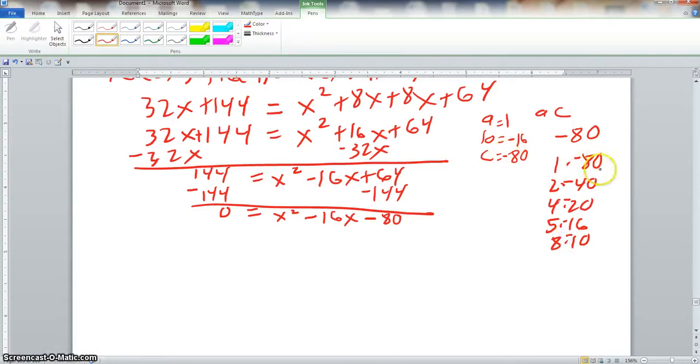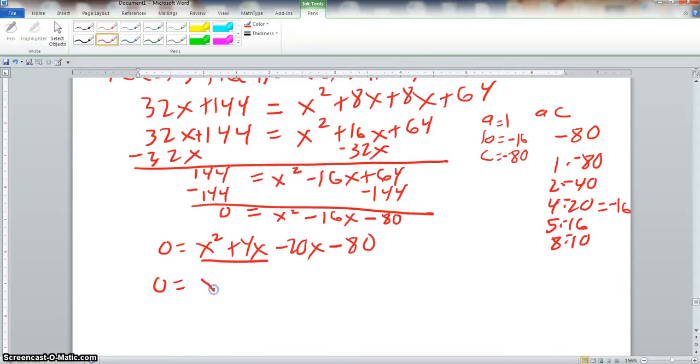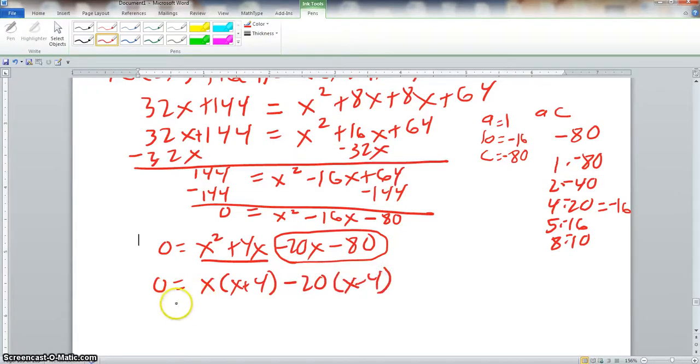So now when we add these numbers up, whichever pair gives us negative 16 is the two numbers we will use, which would be 4 and negative 20, giving us negative 16. So now we have 0 is equal to x squared plus 4x minus 20x minus 80. We group the first two terms and factor out an x, and we have x plus 4. We group the second two terms and factor out a negative 20, and we have x plus 4. Now we have 0 is equal to x minus 20 times x plus 4.